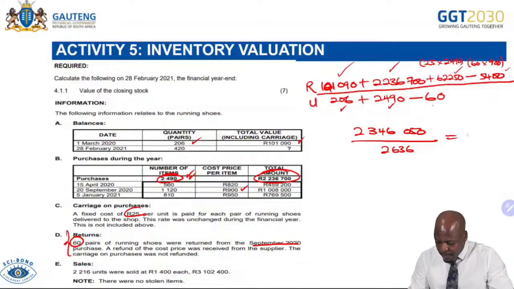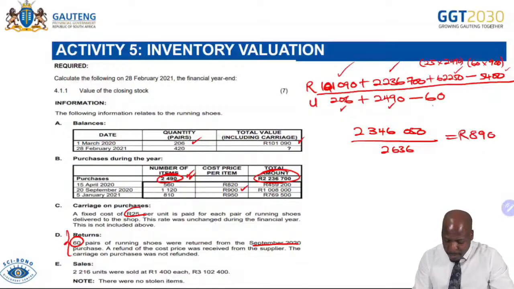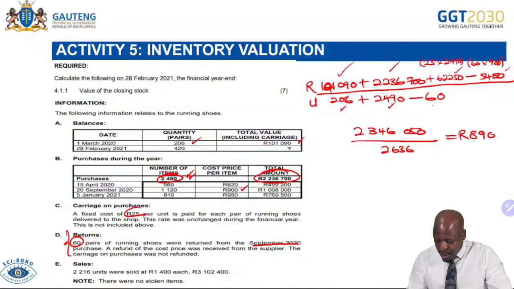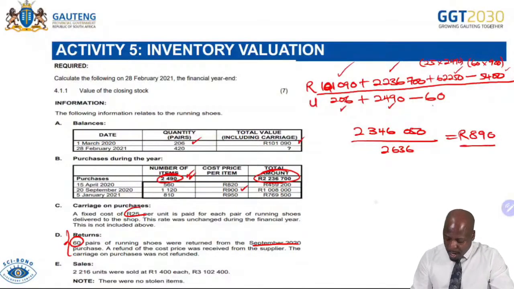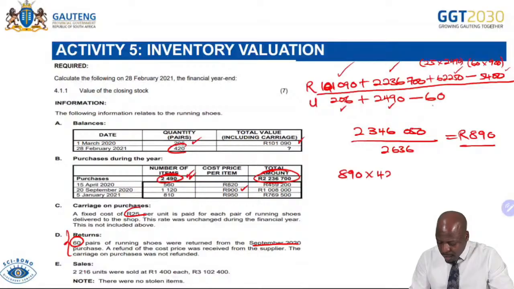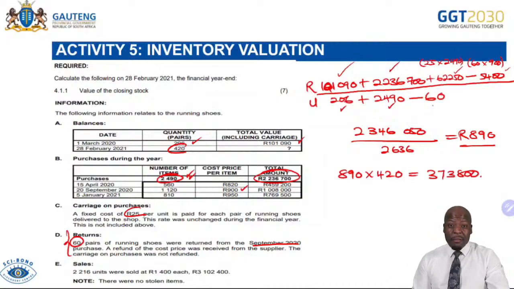This will give me an average price of 890. So remember, it's the weighted average. So my average price is 890. Then I'm going to say my 890, I multiply it by the number of units at the end, which is my 420. 890 multiplied by the 420. That's going to give me 373,800. Very, very important. That gives you now your value of closing stock.